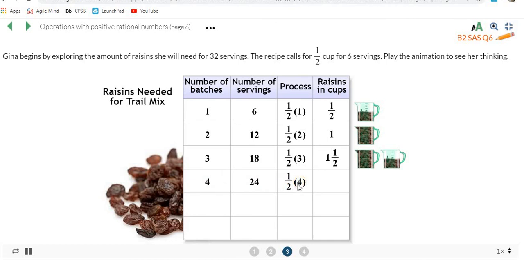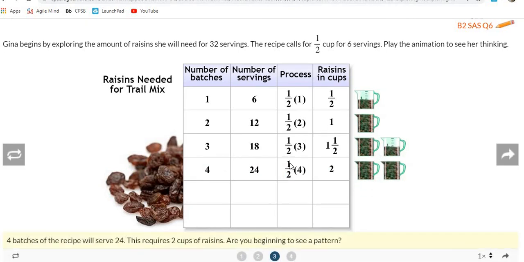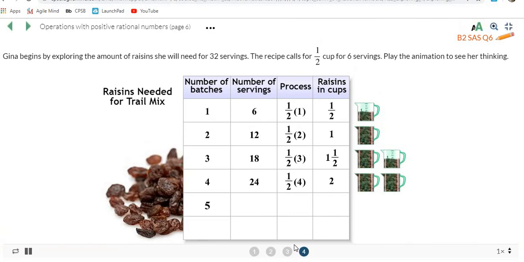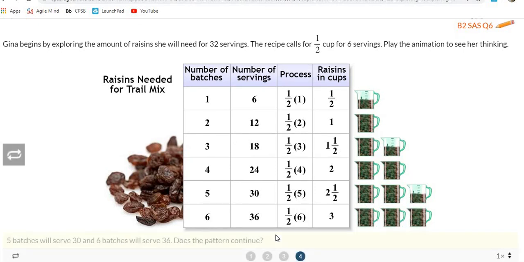So 4 batches. 4 times 1 is 4, divided by 2. 4 divided by 2 is 2, so 2 whole cups of raisins. And we need 32 servings, so we keep going. So 5 batches gives me 30 servings. 6 batches gives me 36 servings. And I finally have enough raisins for the servings that I will need.